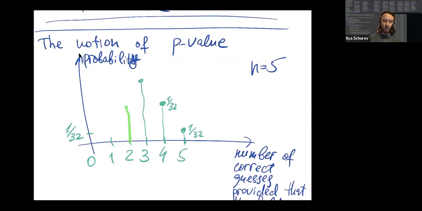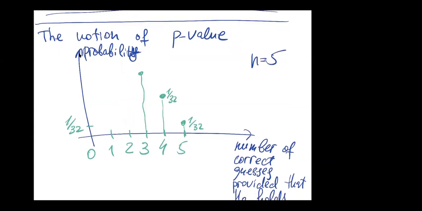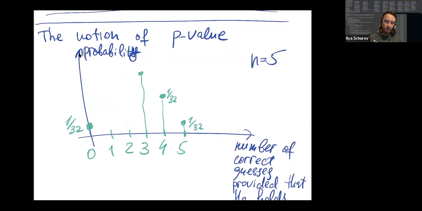And what about 2 out of 5? Is it more likely or less likely than 3 out of 5? It's more likely also. And what about 1 out of 5? Or probably better to ask about 0. What is the probability to correctly guess 0 out of 5? It's 1 over 32. Yeah, this is the same probability. The probability to guess zero is the same as the probability to get five. Everybody agrees? And actually, this picture is symmetric.